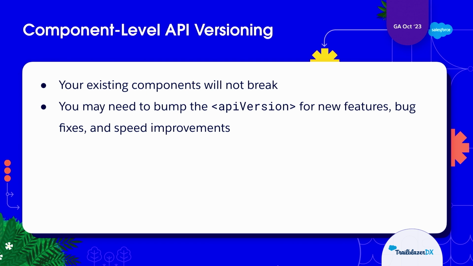So first off, component-level API versioning. This is something that we launched. It's already GA as of last year. And it's kind of an under the hood sort of implementation detail of the framework, but I think it's something worthwhile to be aware of. So I want to preface everything I'm about to say with emphasizing that your existing components will not break. Okay? We actually work really, really hard not to break your components.